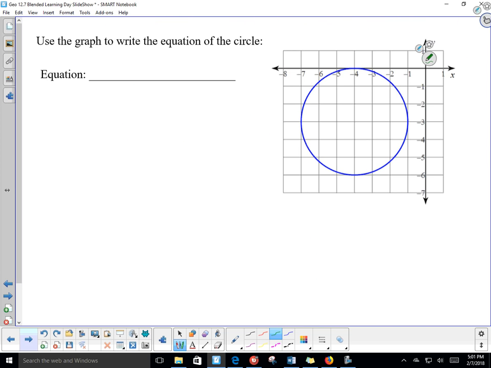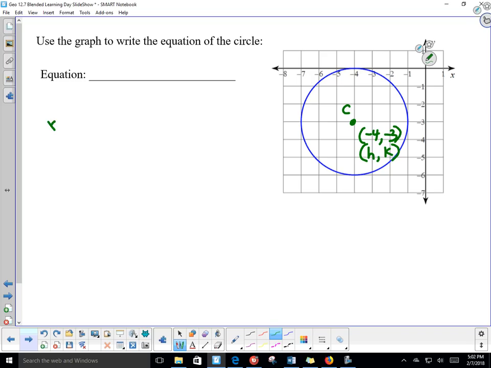Here, you're asked to use the graph to write the equation of the circle. So let's find the center first. The center looks like it is 1, 2, 3, 4 units to the left, and 1, 2, 3 units down. So this center, I'll call it C for center, and that ordered pair is (−4, −3). Well, that tells me what my h is in my equation and what my k is. The center is always (h, k).